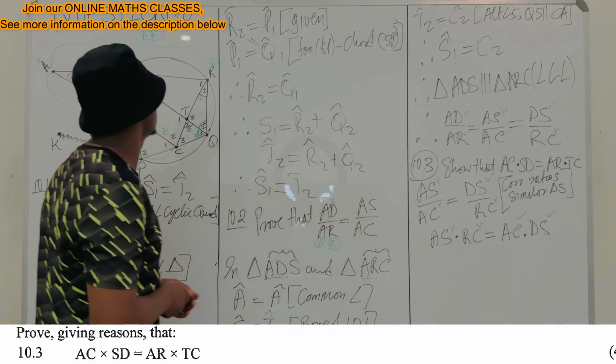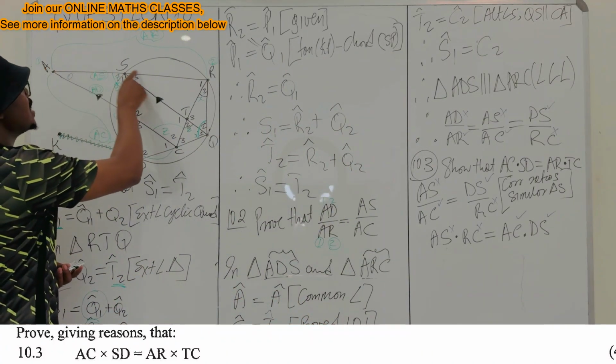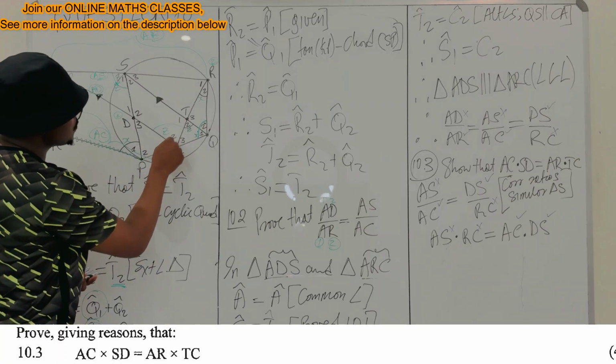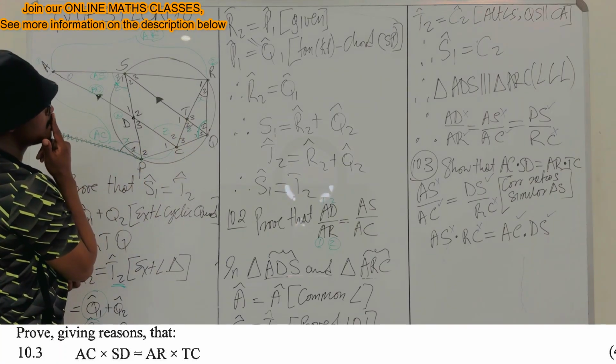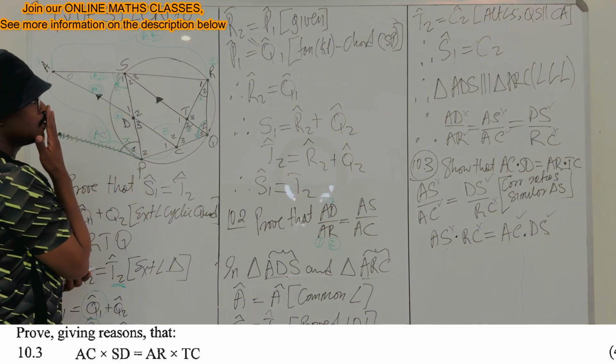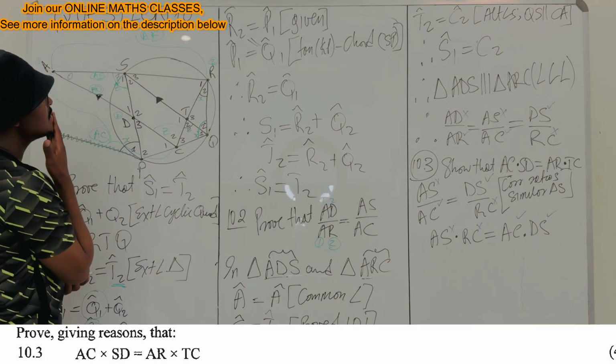Where is AR? AR is this entire length here. Where is TC? TC is this small length over here. So TC is this length over here. So look now, what you have.